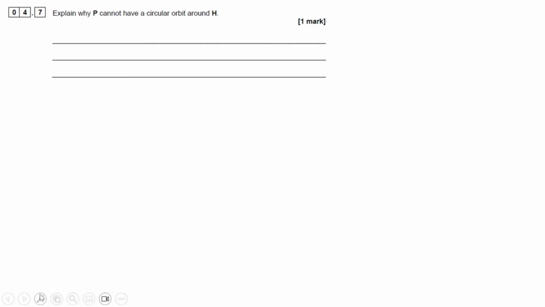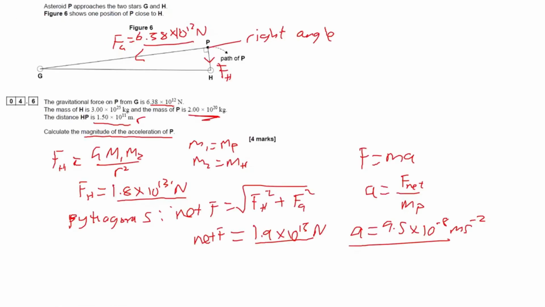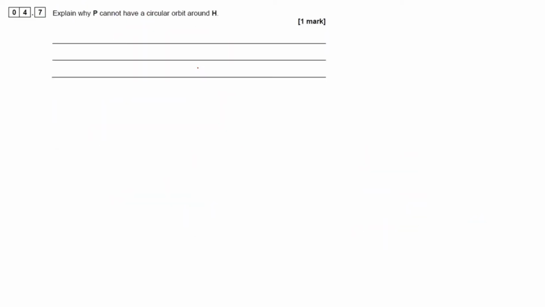Final question here. We are asked to explain why P cannot have a circular orbit around H. So here's P, and we're saying why can't it have a circular orbit around H? Now, if you remember your conditions for circular motion, we should add this.